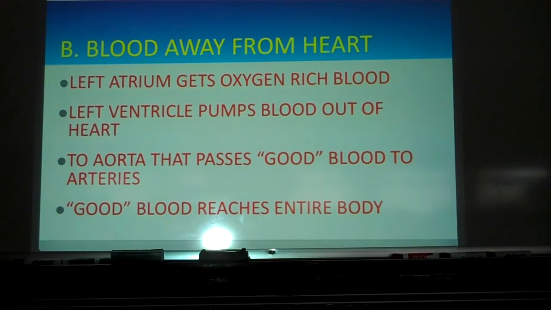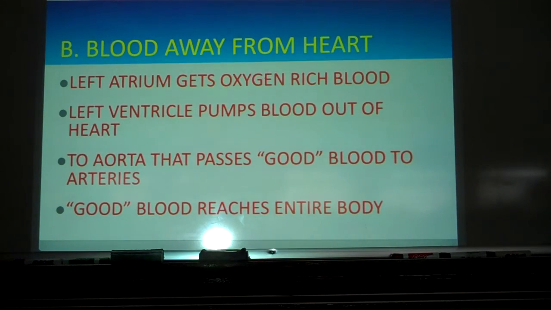Now, let's follow the blood through the heart. The blood begins in the left atrium where the oxygen-rich blood is. We've gotten the blood from the lungs and the capillaries. It's picked up the oxygen, so now it's in the left atrium. From the left atrium, it goes to the left ventricle, and it pumps blood out of the heart.